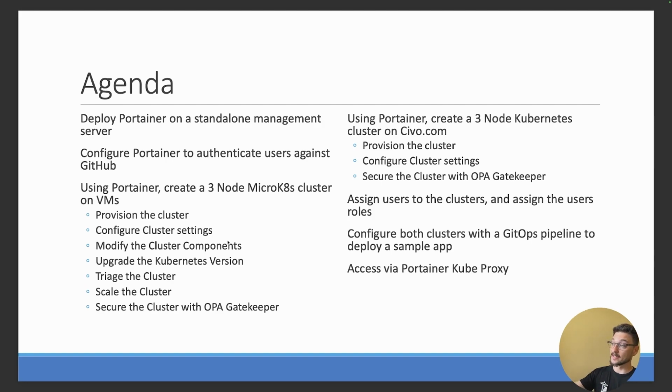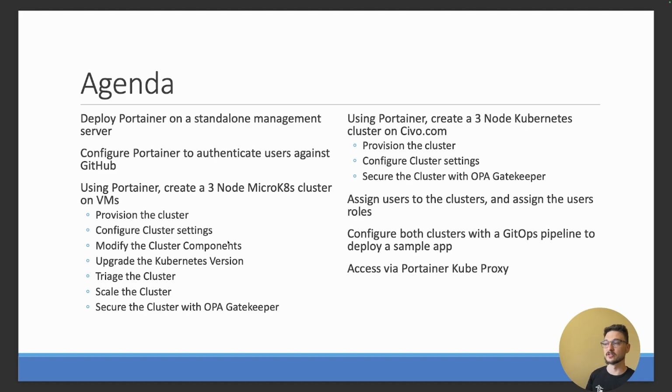And on the right hand side, once we've done that and we've got our MicroK8s cluster all set up, we're going to then set up a 3-node Kubernetes cluster in Civo. So this is a Kubernetes as a service, and we're going to be able to reach out to that service via an API key, and we're going to be able to provision a cluster there, all just within the Portainer interface, which is awesome.